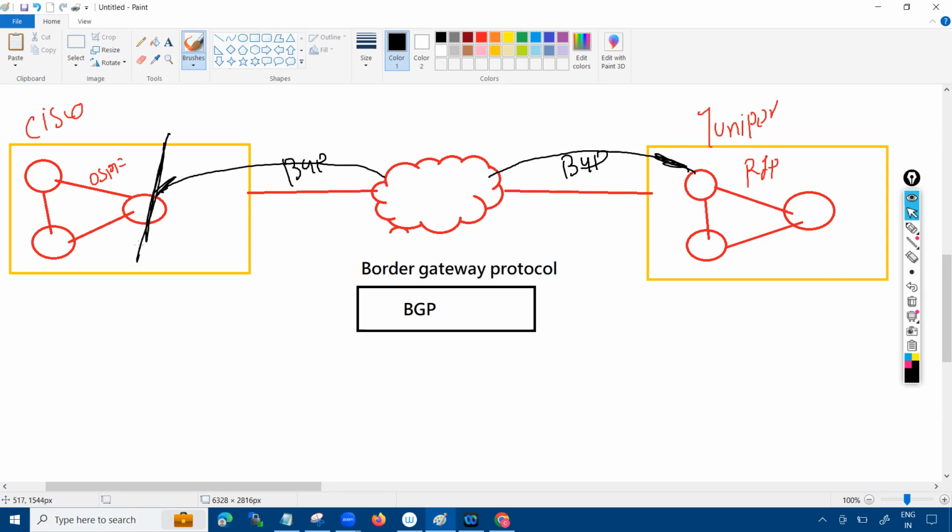This is the edge router of the company. This could also be an edge router of the company. So on the edge router, which is called the border router, we are going to run BGP.